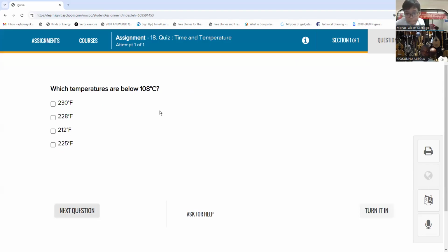Now, from degrees C to Fahrenheit, what do we do? We multiply by 1.8, okay? 108 times 1.8 gives us 194. Then we add 32. So this is 226. So which of them are below 226? 225 and 212, they are below 226. 228 and 230 are above 226. Okay?